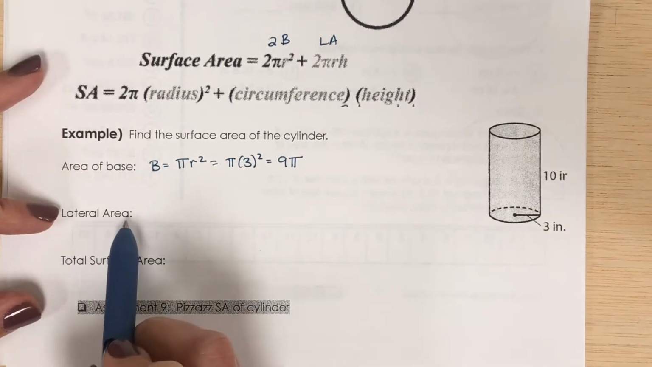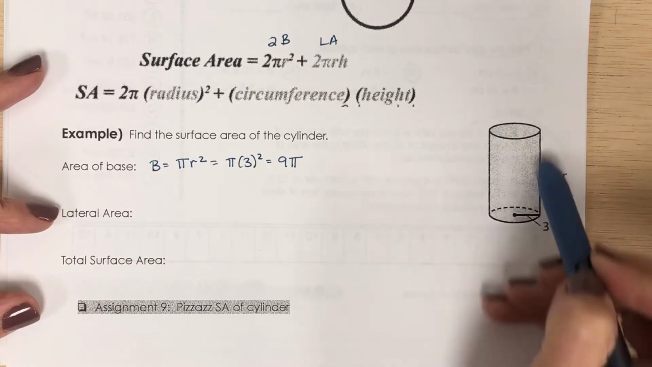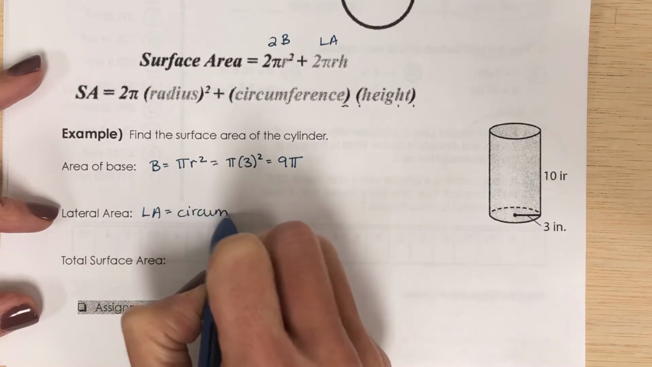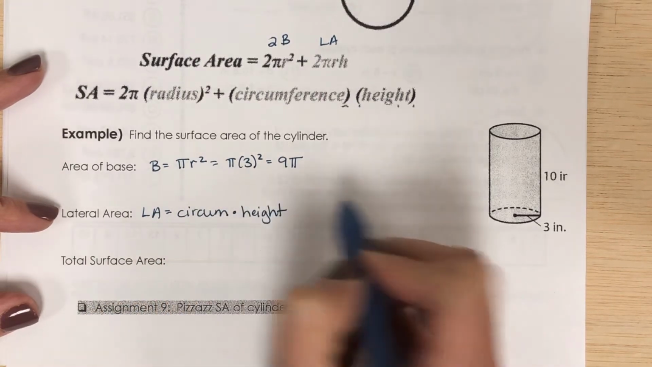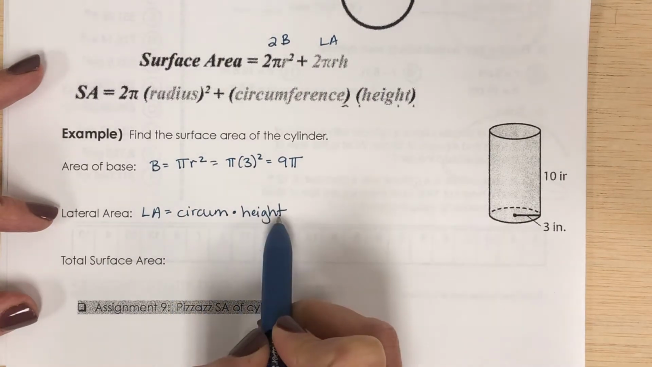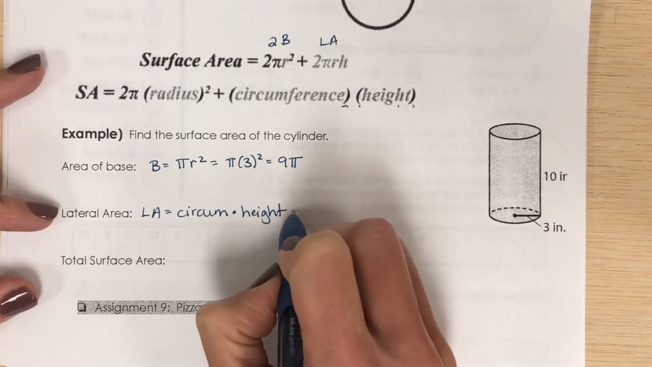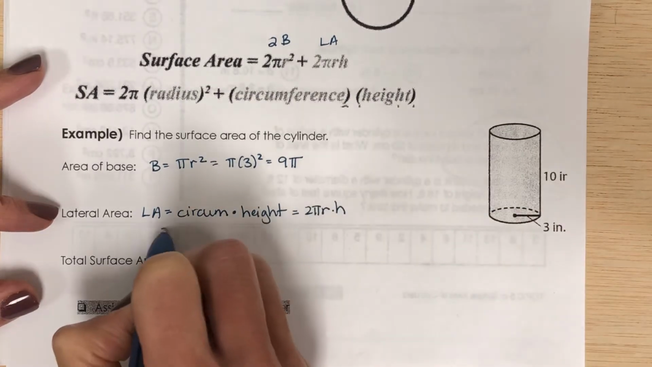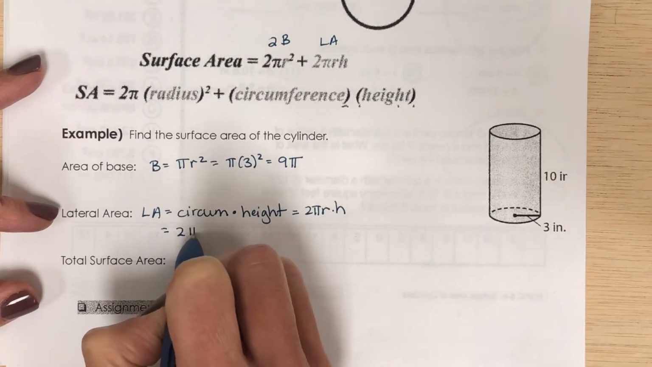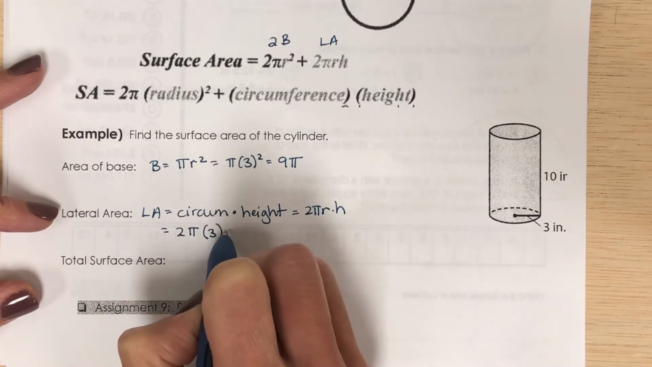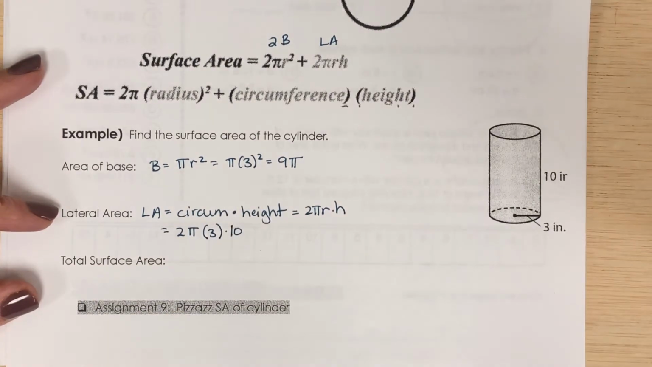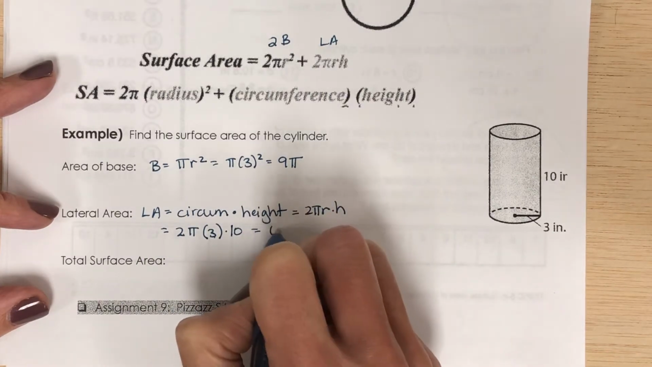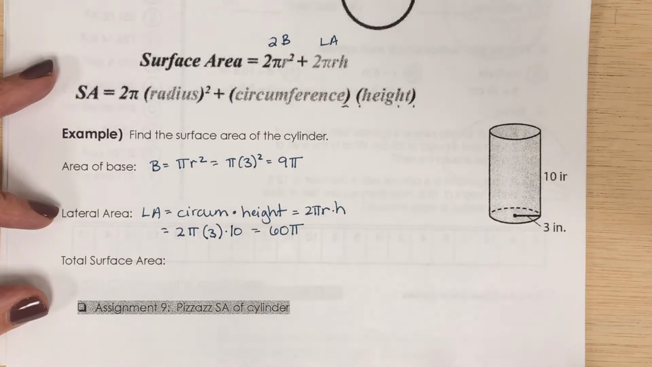My lateral area is the circumference of my circle times the height. So lateral area equals circumference times height. I like writing that because if I know it's circumference times the height, I know what circumference is, and I can easily recreate that formula. Circumference is 2 pi r times the height. I'm going to plug in what I know: 2 pi times the radius, which is 3, times the height, which is 10. I'm going to simplify that. 2 times 3 is 6, times 10 is 60. So 60 pi is my lateral area.